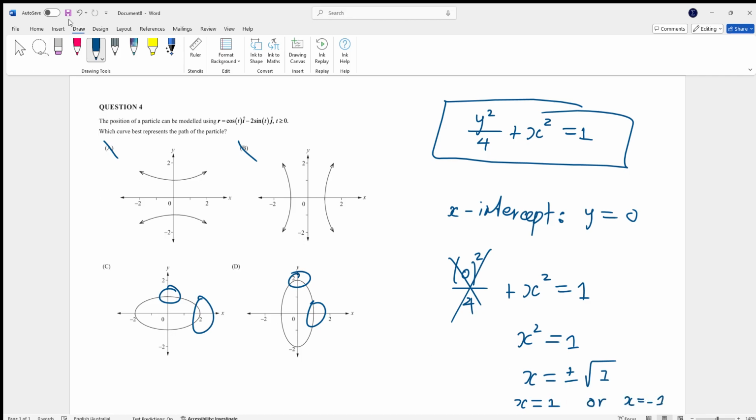Now if we look at both drawings here, drawing C has it at positive and negative 2, so I know it's not going to be C. D is your correct answer because it's at 1 and negative 1 there. So D is your correct answer.